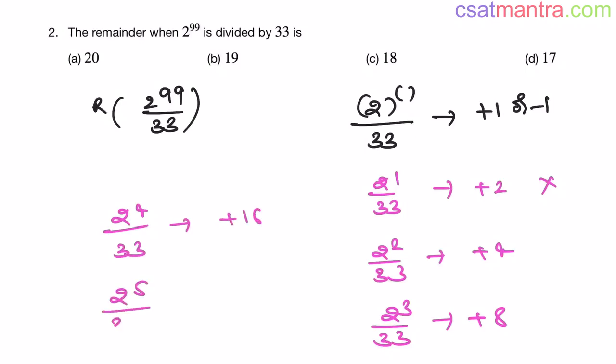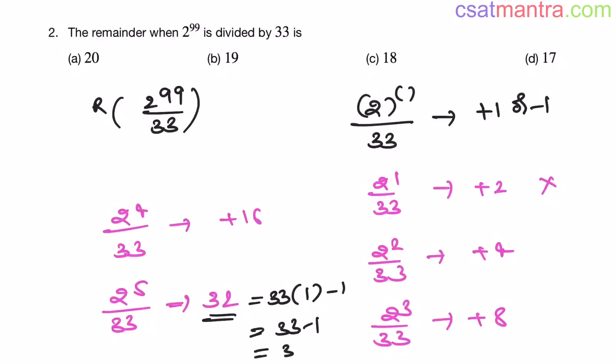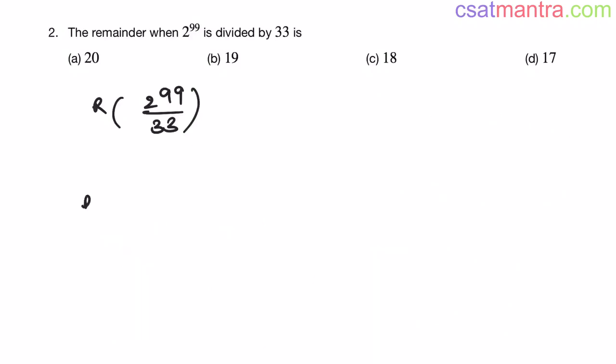2 power 5. 2 power 5 is 32, my friends. So 32 when divided by 33, I am having the remainder as minus 1. This is 33 minus 1, right? This is equal to 32. So here the remainder is minus 1. We are getting minus 1 remainder for 2 power 5, my friends.